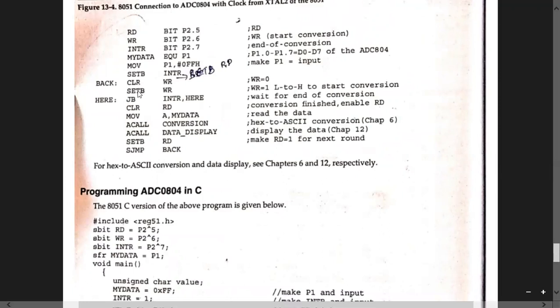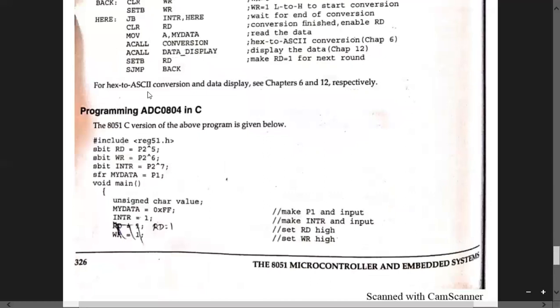What is the next? Clearing WR, setting WR, and all those things. Here also I have to follow: WR is cleared, then set, then monitoring the interrupt flag till the conversion happens, then taking the data out by giving RD equal to 0. Then I need to take the output and give it to some location for the conversion, right? That happens here. Convert and display, and again RD is equal to 1 to start the next cycle. Understood?